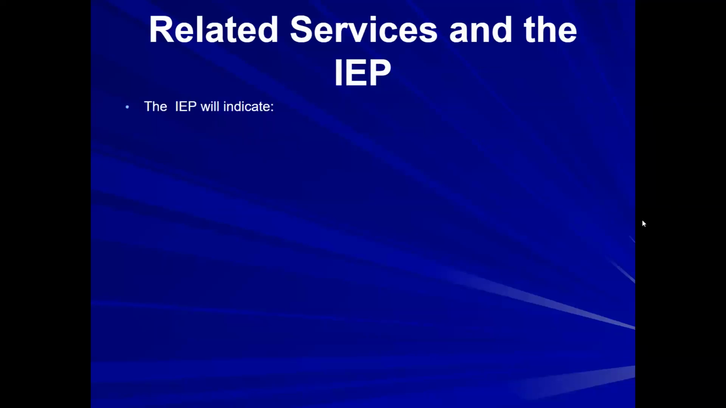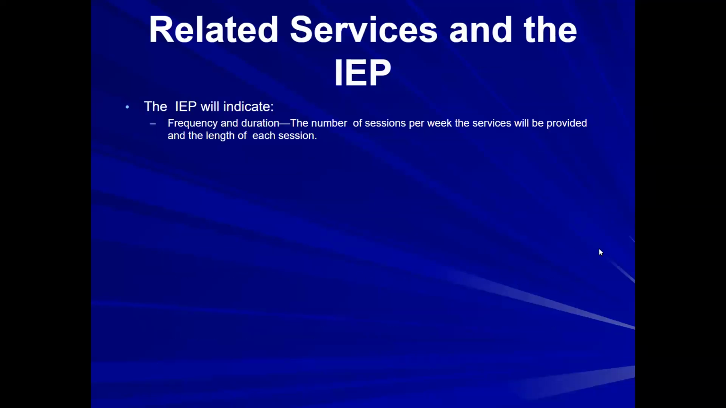Let's talk about related services in the IEP. So the IEP will indicate the frequency and duration, meaning the number of sessions per week the services will be provided, and the length of each session. So you might see this as 2 times per week for 30 minutes. The type of related service, such as physical therapy, occupational therapy, speech and language therapy.